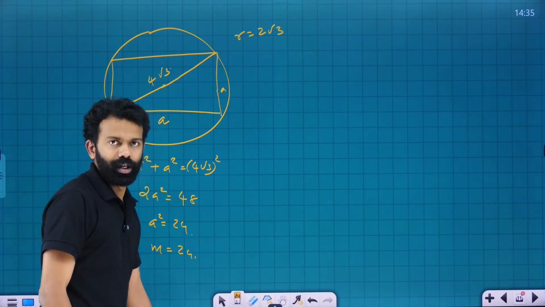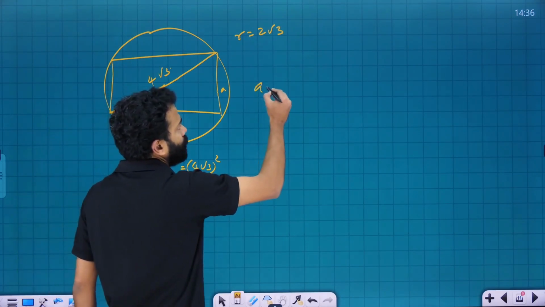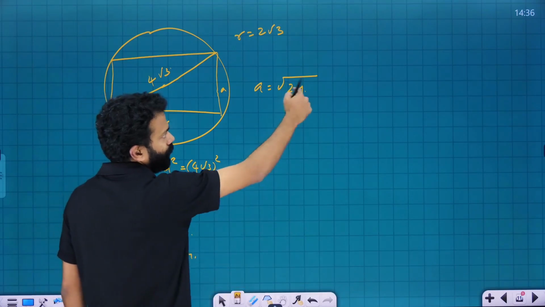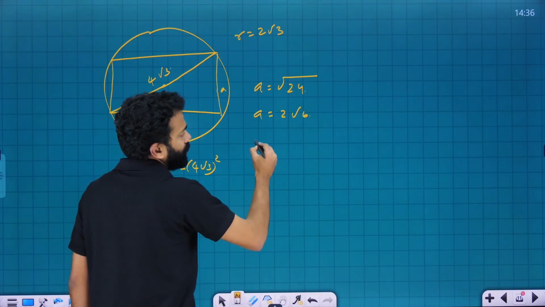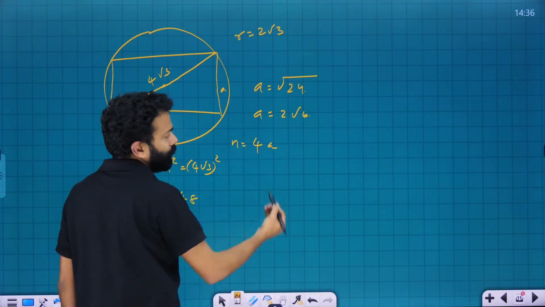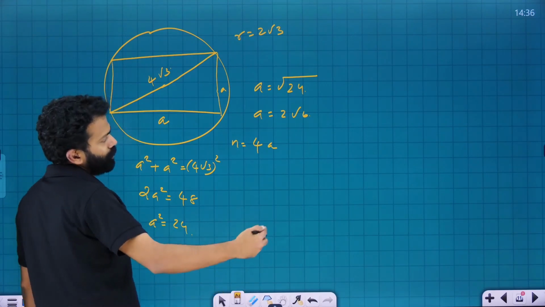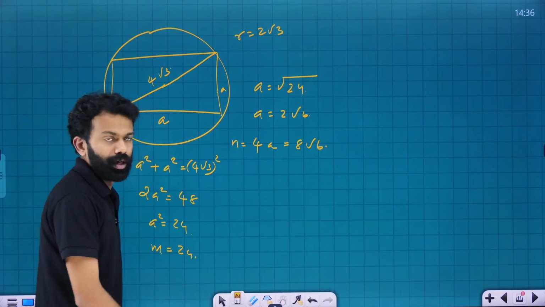Now we need to find the perimeter. Perimeter is what? 4a. So if a square is equal to 24, then a is equal to what? Root 24. And what is root 24? 4 into 6, that is 2 root 6. A is equal to 2 root 6. Therefore, n is equal to 4a, 4 times a, right? The perimeter. And 4a is what? That is equal to 8 root 6.